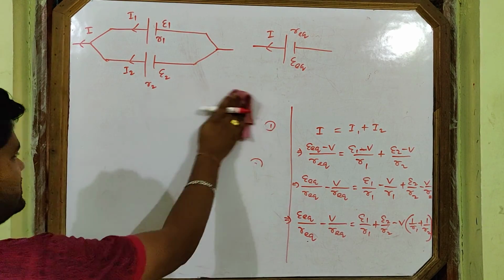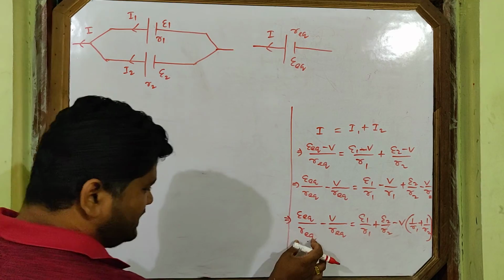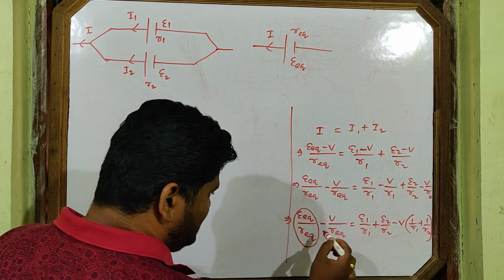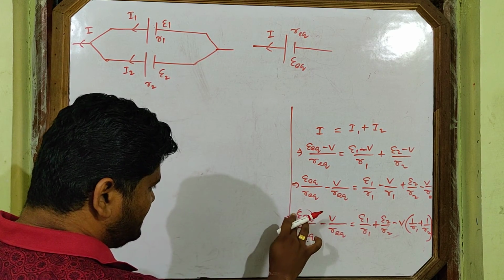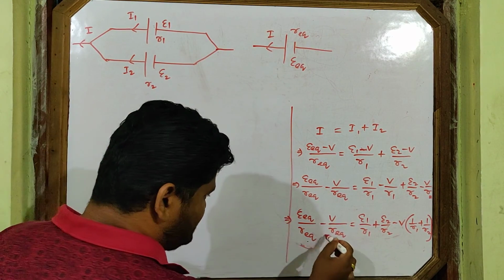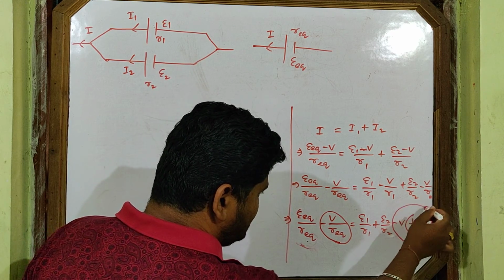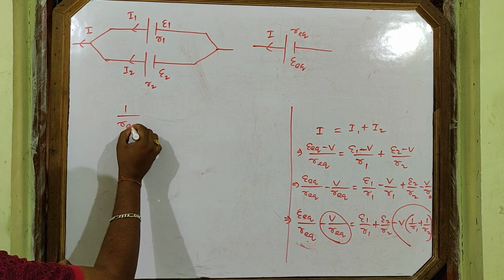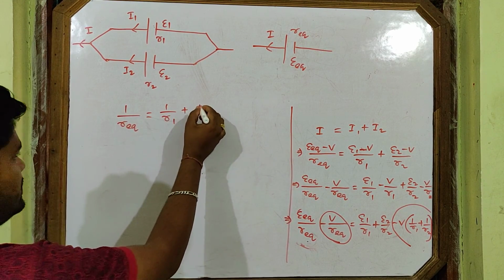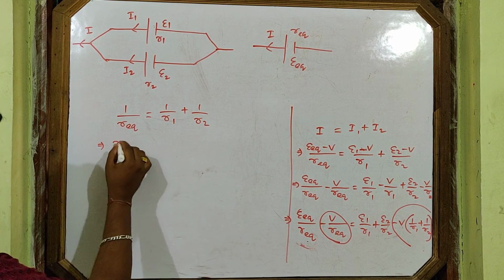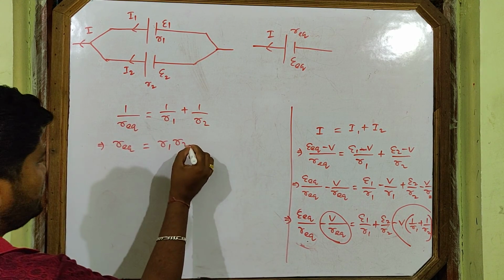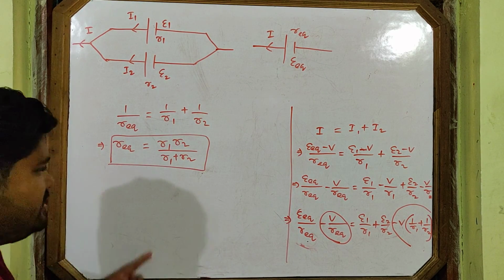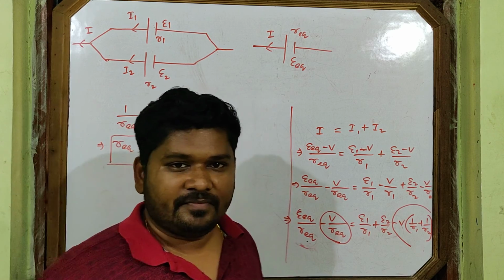We'll now compare both sides. Now compare LHS and RHS. First compare V. Let's compare V first. This one is the same as this one. So what is R equivalent? 1 by R equivalent equal to 1 by R1 plus 1 by R2. So it is coming R equivalent equals R1 R2 by R1 plus R2. This is the equivalent resistance in parallel combination of the cells.